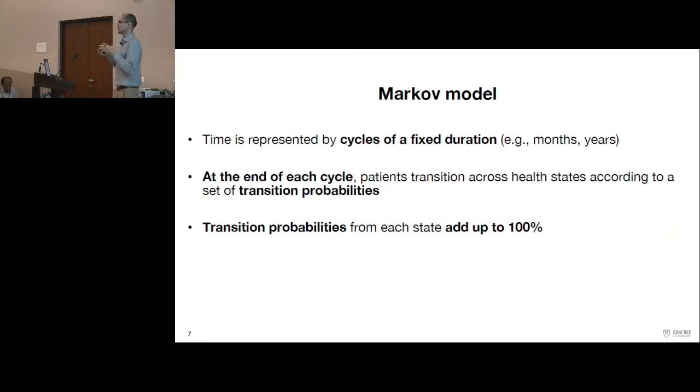It just means that the number of people in each health state, all of them have to go somewhere in the next cycle. They can stay in the same health state, but there would be some probability of staying in that health state. Again, in reality, it probably does. But to make this model work, you just have to assume that there is a fixed duration of the cycle.